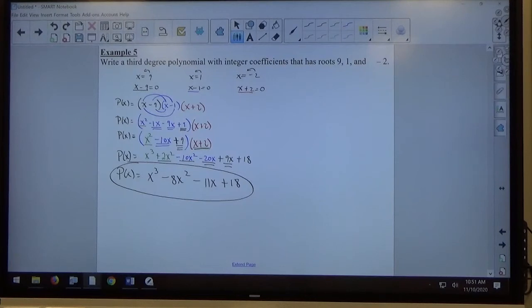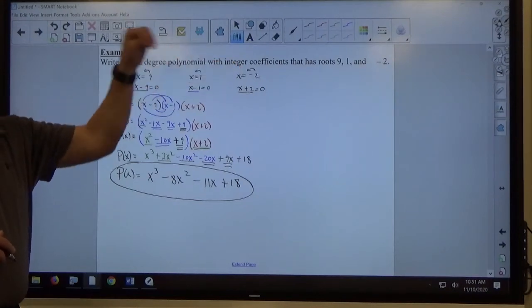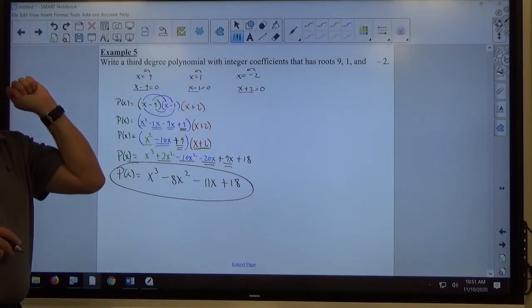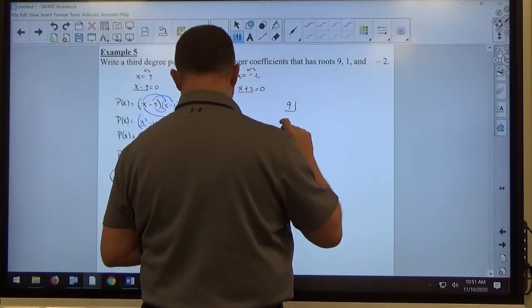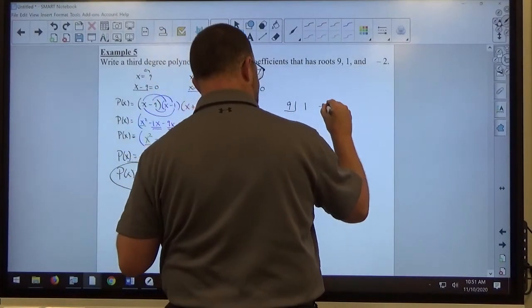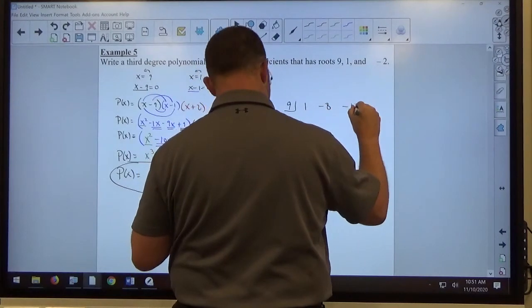If you want to check your work, which you're allowed to do, I do this on scratch paper if I were you. If you do synthetic division with those numbers, you should get a remainder of 0, right? So if I, for example, did 9, this again would be scratch work, this would not be on paper. I got 1, negative 8, negative 11, and 18.